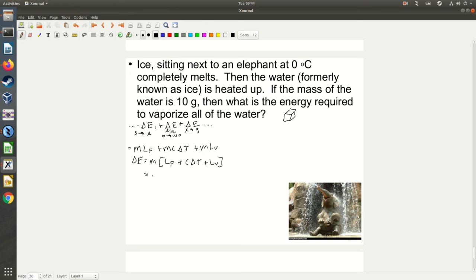And now, plugging in values. That's 10 grams. L_F, if you recall, is 334 joules per gram, and that's for water. Plus 4.18 joules per gram degrees Celsius times 100 is my change in temperature. Plus 2258 for the latent heat of vaporization of water. And when I calculate that, I get 30,100 joules. There we go.